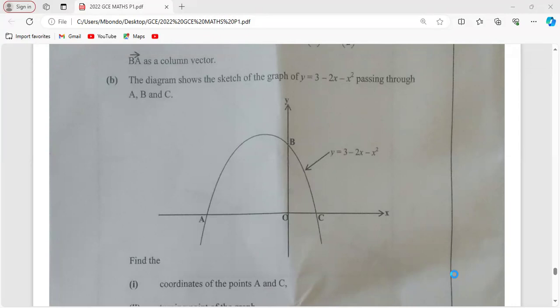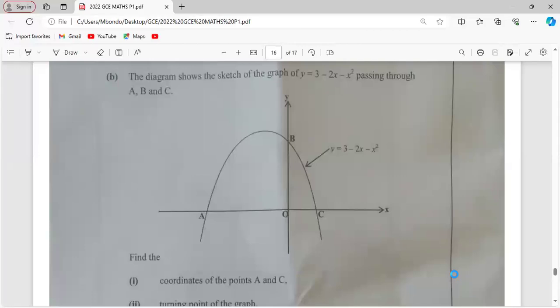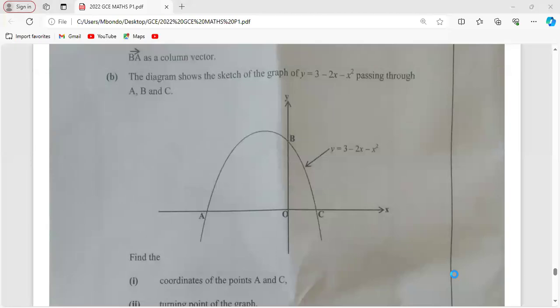So we have this question and it reads as follows. The diagram shows the sketch of a graph of y equals 3 minus 2x minus x squared passing through A, B, and C. The first question is asking us to find the coordinates of the points A and C. This is the point A and C.